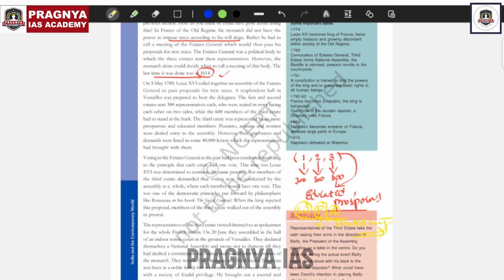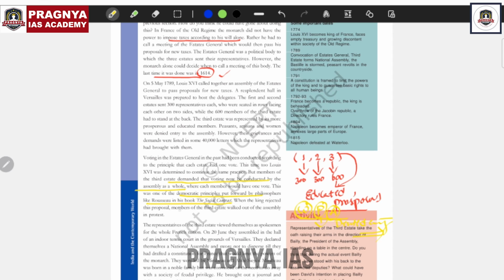This time, Louis XVI also decided to go with the same practice, that each estate had one vote only. But the members of the third estate demanded that voting now be conducted by the assembly as a whole. This was one of the democratic principles put forward by philosophers like Rousseau in his book The Social Contract.